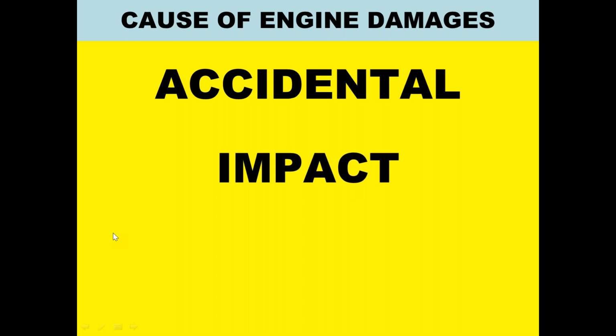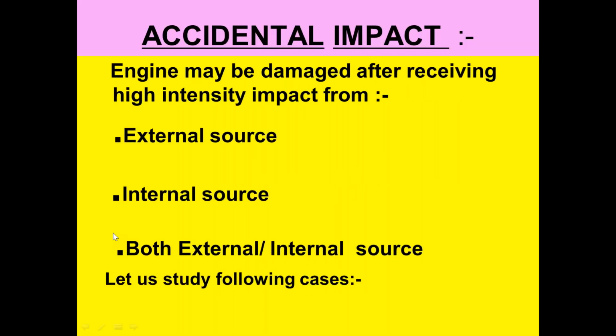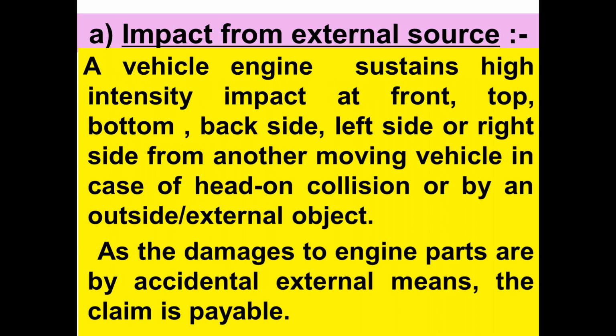Cause of engine damage is accidental impact. Engine may be damaged after receiving high intensity impact from an external source, internal source, or both internal and external sources. Let us study the following cases. Impact from external source. The vehicle engine sustains high intensity impact at front, top, bottom, back side, left side, or right side from another moving vehicle in case of head-on collision or by an outside external object. As the damages to engine parts are by accidental external means, the claim is payable.